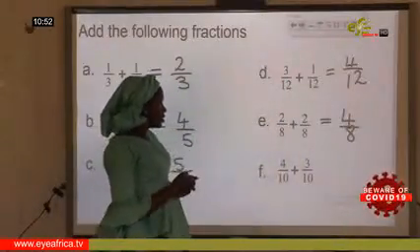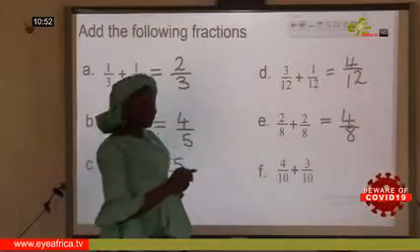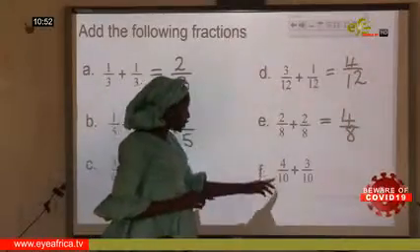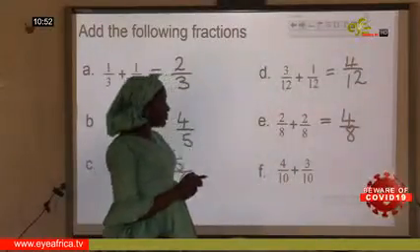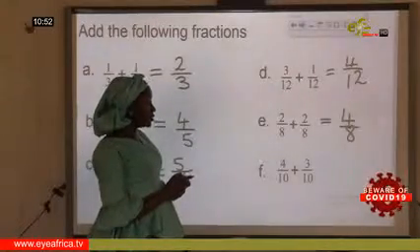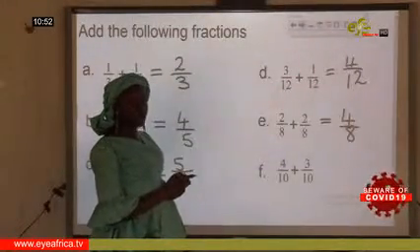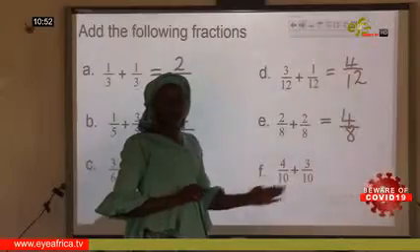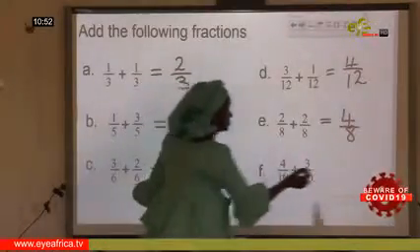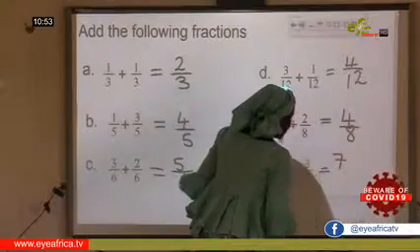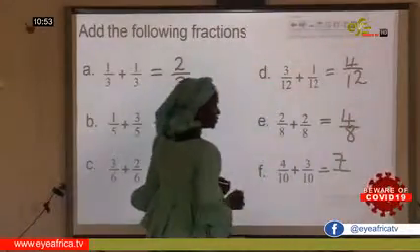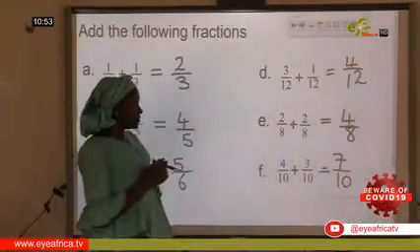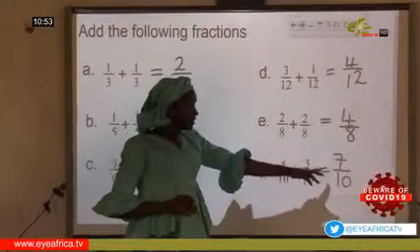Like fractions. 4 over 10 or 4 tenths plus 3 over 10. That is question F. We are to add the numerators again, and that is 4 plus 3. 4 plus 3 is how much? 7. And our denominator is what? Common denominators. We have 10 as our common denominator. So our answer is 7 tenths or 7 over 10.